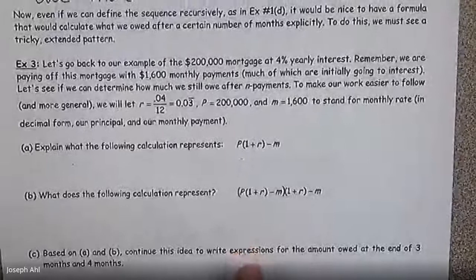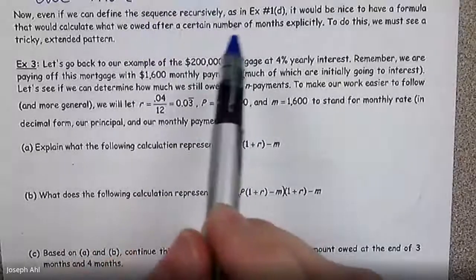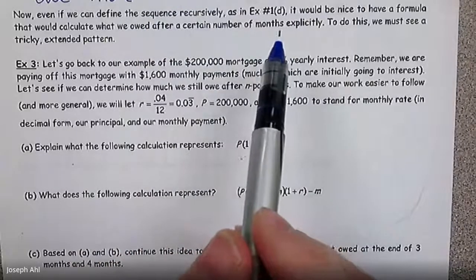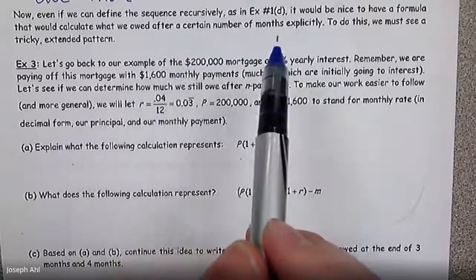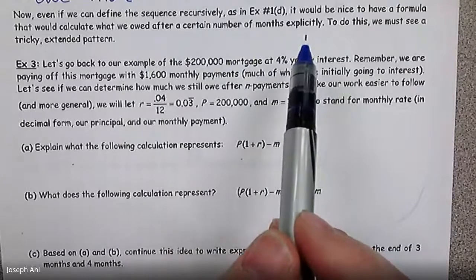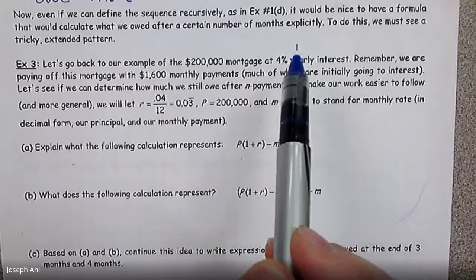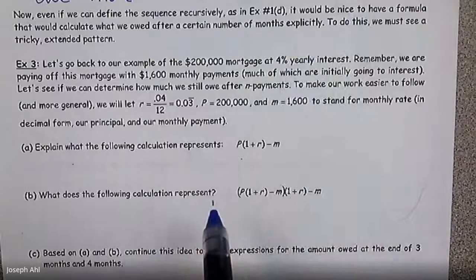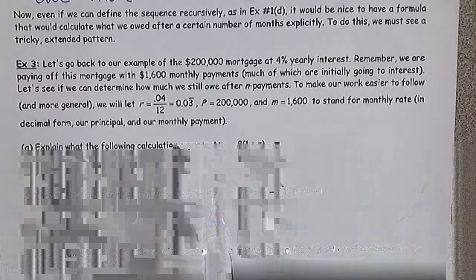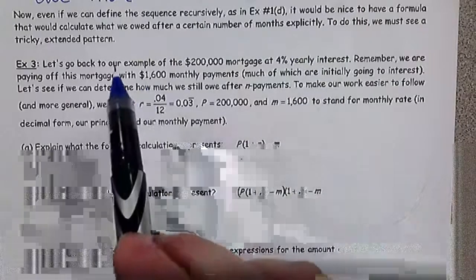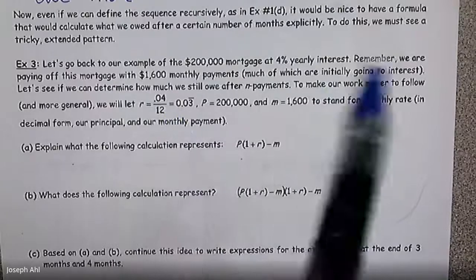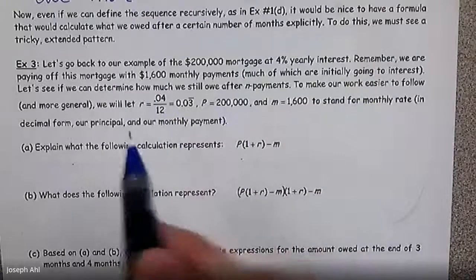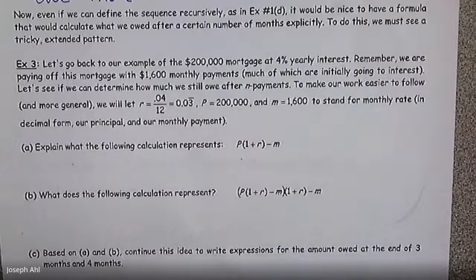In this next example, we're going to start thinking about the sequence that we defined recursively from the last page. And we're going to have a formula that would calculate the amount we owe after a certain number of months explicitly. So wouldn't that be nice? Like I mentioned, if I want to know what's happening after 5 years or something like that, which is 60 monthly payments, we're going to have to extend this such that I can easily plug in 60 and make a calculation without knowing what happened in the 59th month.